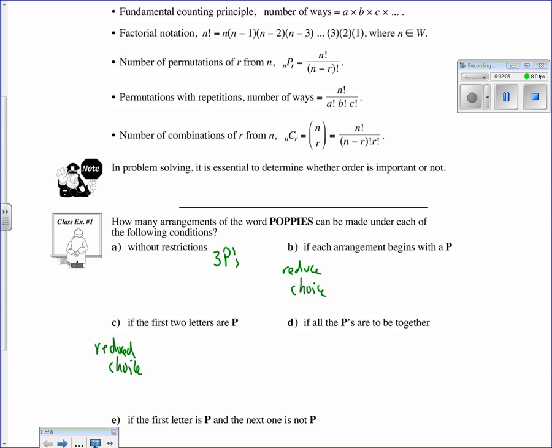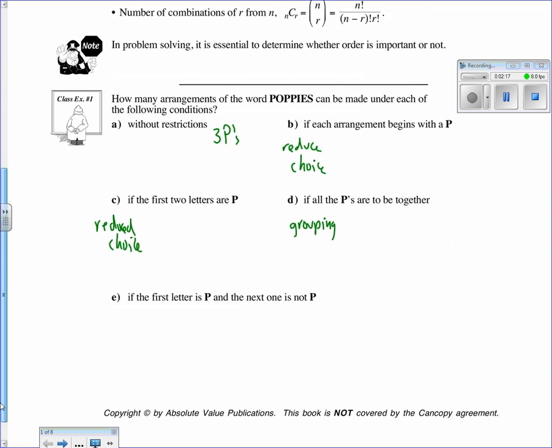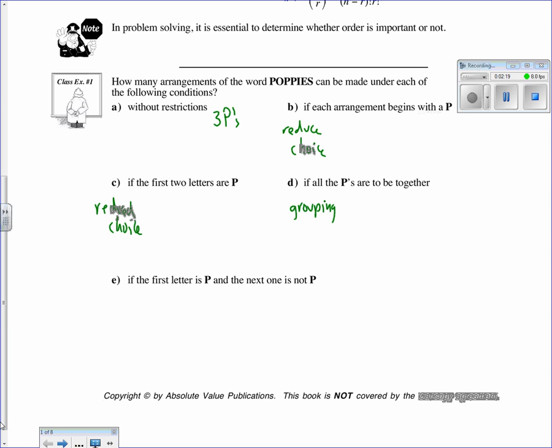If all the P's are to be together, that's a grouping arrangement. Remember what we had to do with grouping. All the P's have to be together. If the first letter is a P and the next one is not a P, how am I going to work through that? So my comment here is reduced choice.